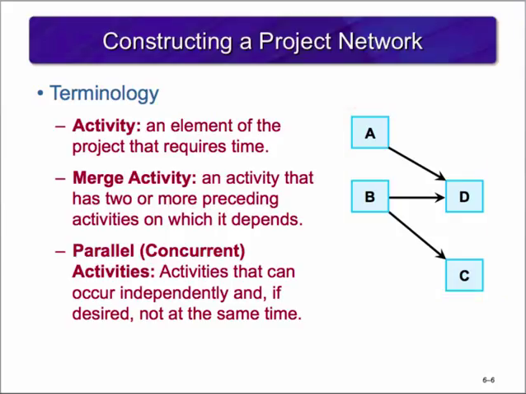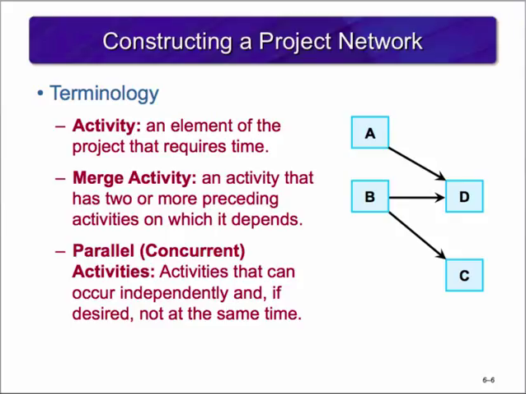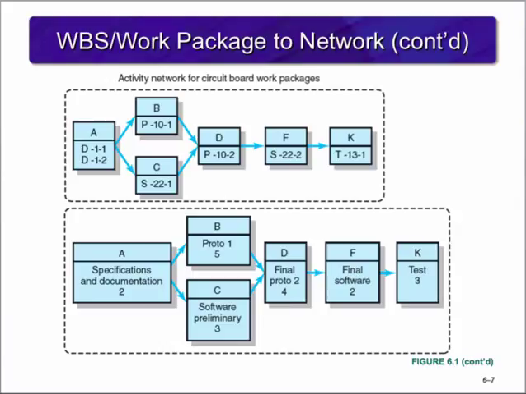Then there's merge activity. This is an activity that has two or more preceding activities on which it depends. In the image on this slide, you can see that D requires A and B to occur before D can happen. Parallel or concurrent activities can occur independently and, if desired, not at the same time. In this image, A and B are parallel activities. This example shows them being done at the same time, but they do not have to be done at the same time.